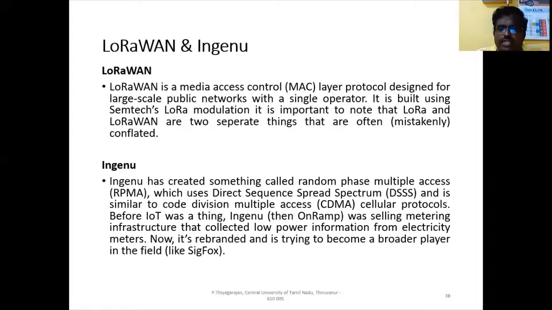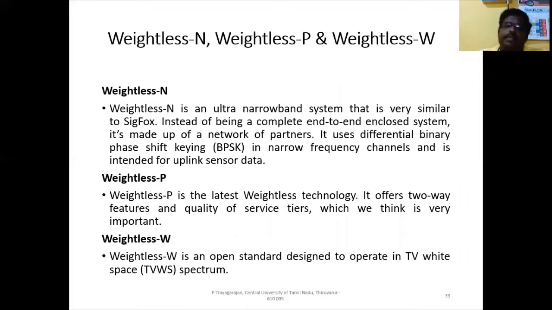Before IoT was a thing, Ingenu was selling metering infrastructure that collected low power information from electric meters. Next protocol on IoT is Weightless-N, P, and W. Weightless-N is an ultra narrowband system that is very similar to Sigfox. Instead of being a complete end-to-end enclosed system, it is made up of a network of partners.